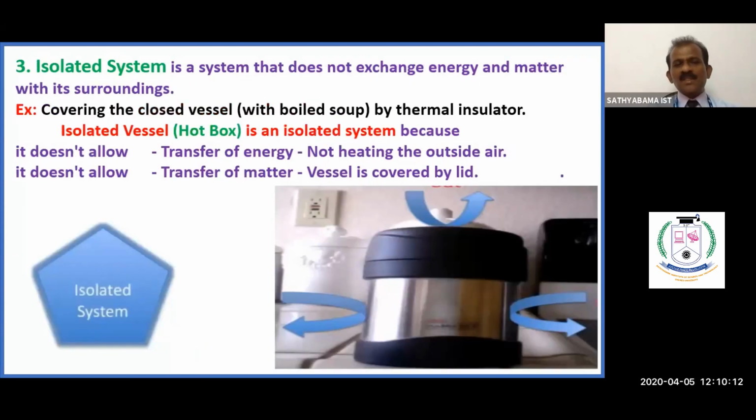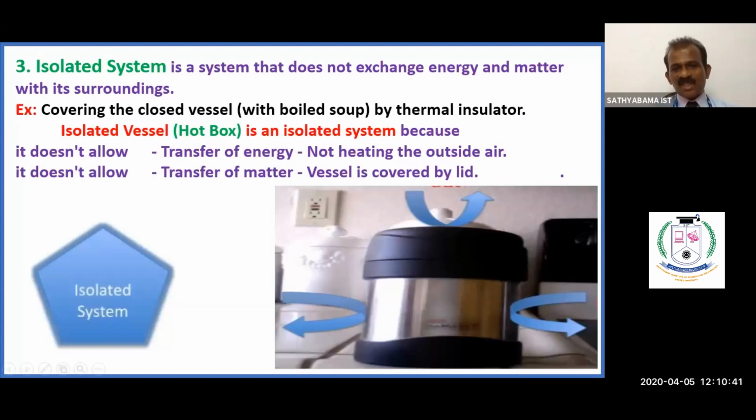Now see the third one, isolated system. It is a system that does not exchange energy and matter with its surroundings. Just the opposite of the open system. Here the best example is a hot bag or hot box. If you place any hot food items inside that hot box, it won't be transferred to the outside. All the sides are completely covered.